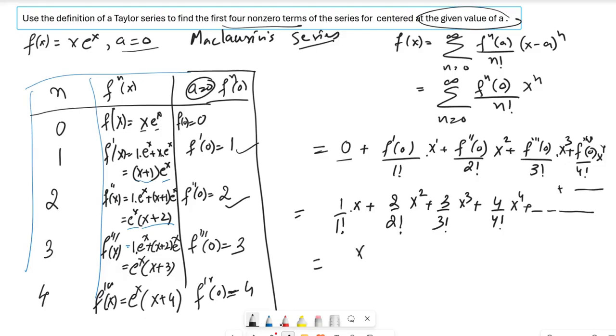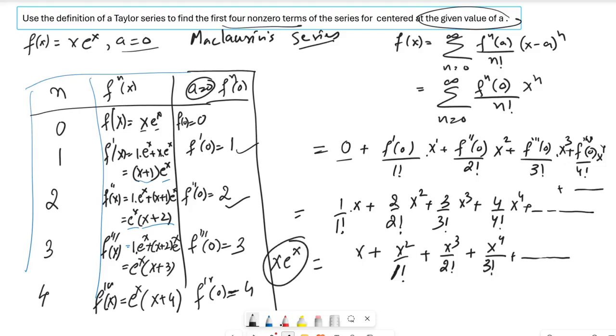So this is basically x plus, I think the 2 can cancel, x squared by 1 factorial actually, and this is x cubed by 2 factorial, x to the fourth by 3 factorial and so on. So that is the expansion of our function x e^x using the Taylor series, but a is 0, therefore it's also called the Maclaurin series. So you guys notice this can be written as the sum from n equals 1 to infinity of x to the power n by (n minus 1) factorial.